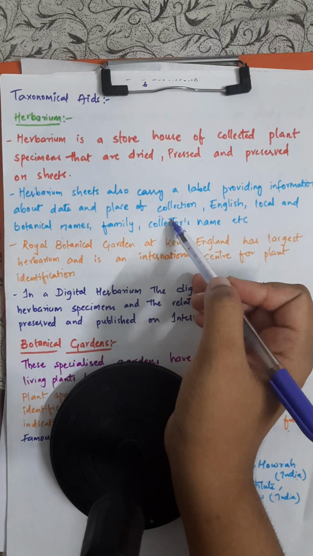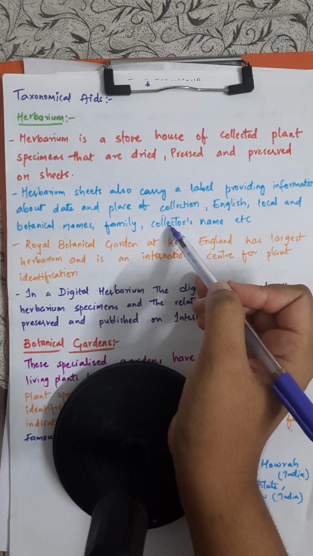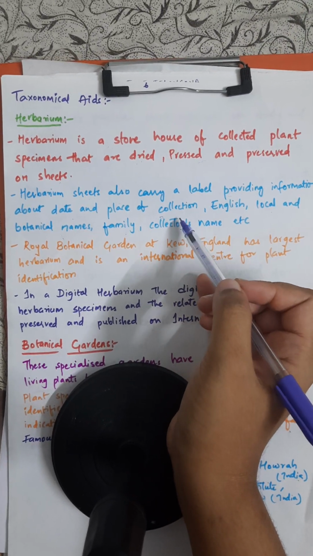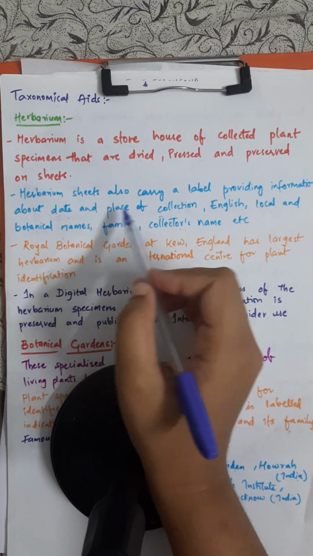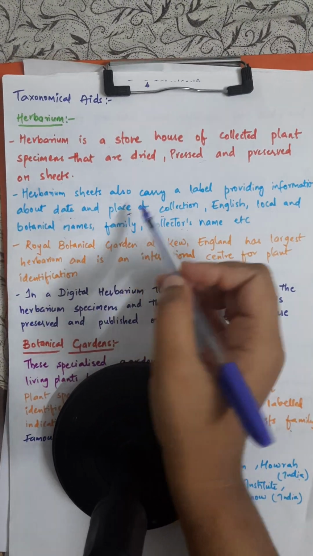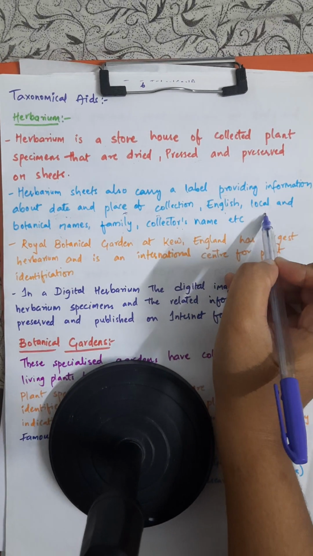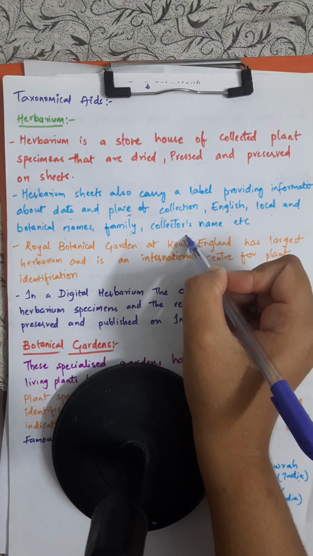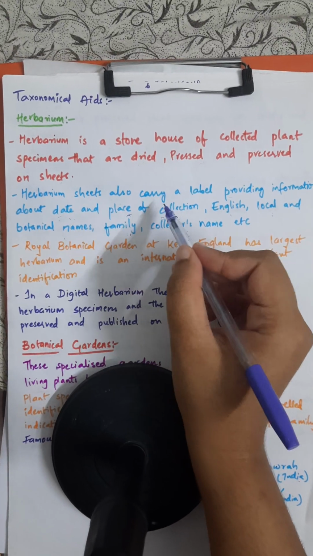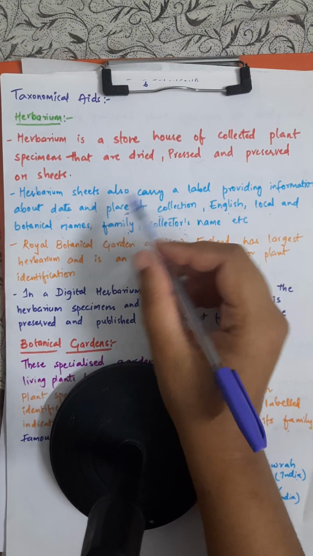So these herbarium sheets contain information: the date when it is collected, the place from where it is collected, its English name, its local name, its botanical name, its family name, and who collected it. Each and everything is mentioned in that particular sheet only.